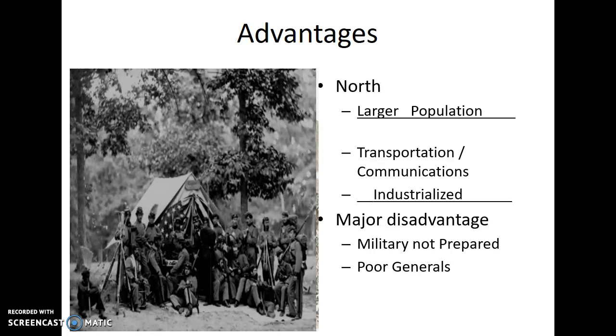They had more factories, but they also had some disadvantages. As we're going to see, the North underestimated how big of a war and how long this war was going to take. Most people thought this would just be over in a couple of months. So the North's military was not very prepared. As we'll also see through the first couple years of the war, the Union goes through a number of different generals, and so they failed to get really quality leadership, especially for the first part of the war.